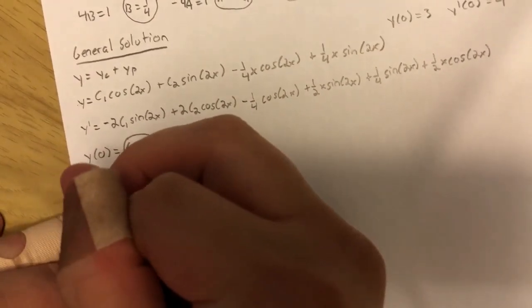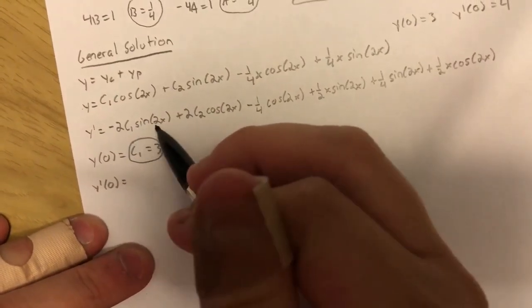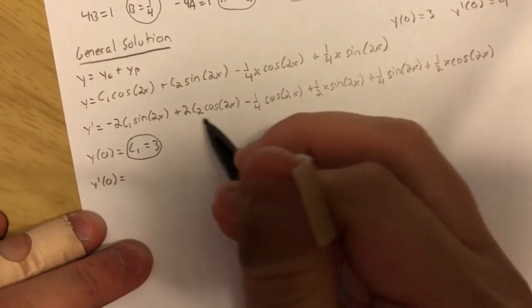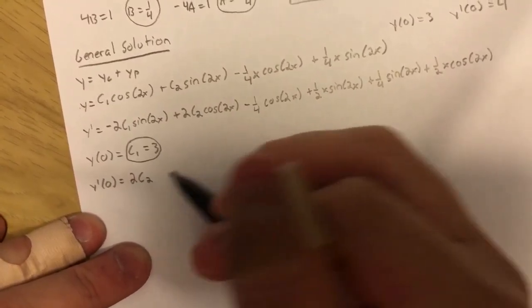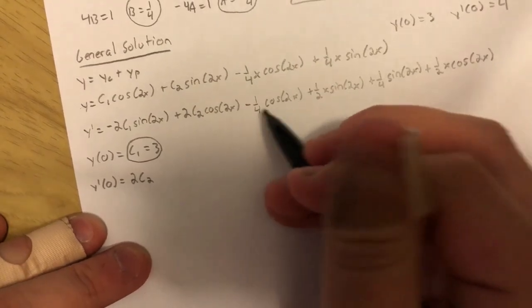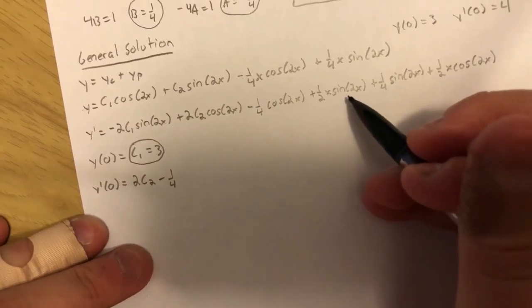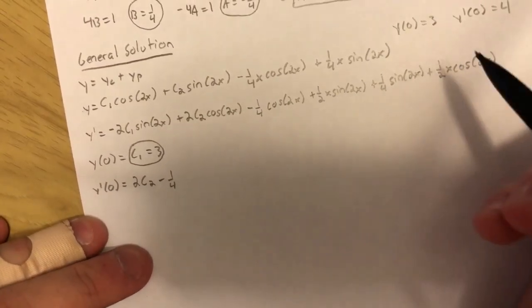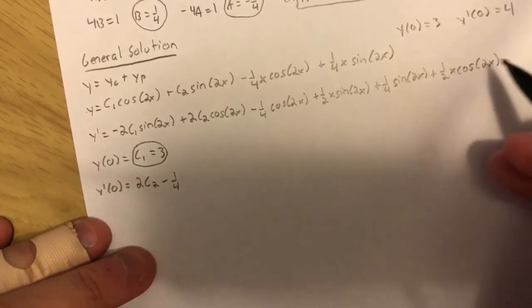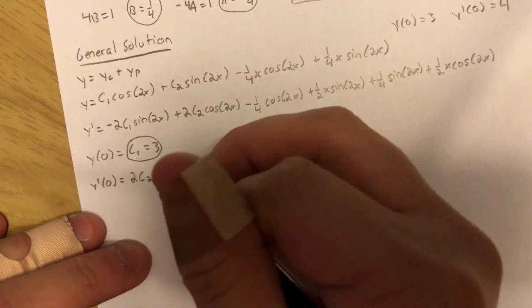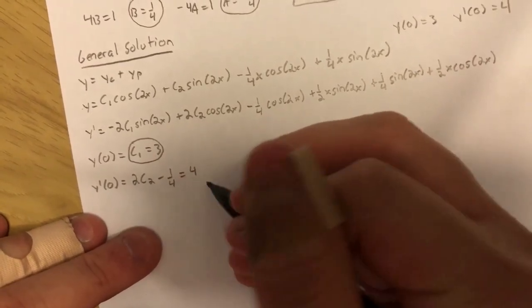So now, for y prime at 0, we just do the same thing again. So sine at 0 is 0, cancels out. Cos at 0 is 1, so we get 2 c2. Cos at 0, again, 1, so that's minus 1/4. That has the sine is 0, or the x is 0. Sine of 0 is 0, and then 1/2 times 0 is 0 again. So all we have is 2c2 minus 1/4 equals 4.